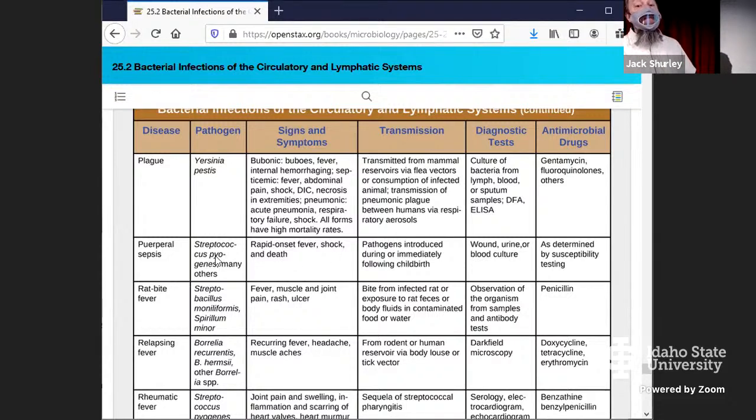Puerperal sepsis, Streptococcus pyogenes, and a handful of others can cause this. Fever, shock, and death. We think about these organisms getting inoculated in the process of childbirth as a potential. This I want to say is what they described as childbed fever way back in the day. I don't think it was pyogenes. I think it was Streptococcus agalactiae. So it says here many others. That was one of those culprits.